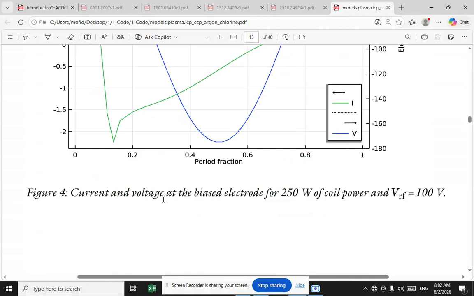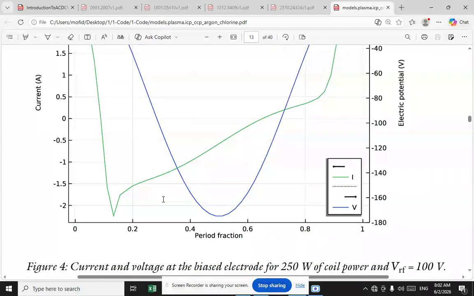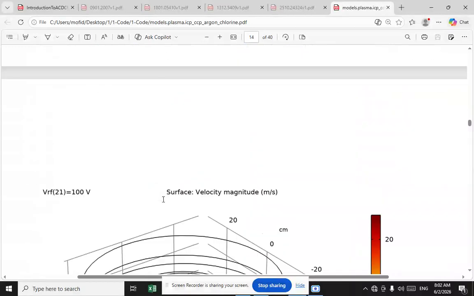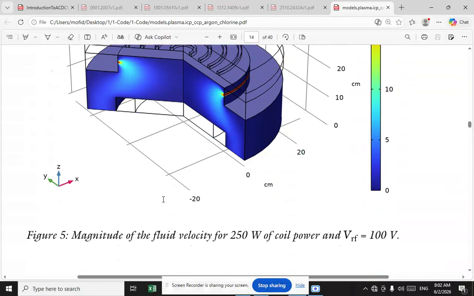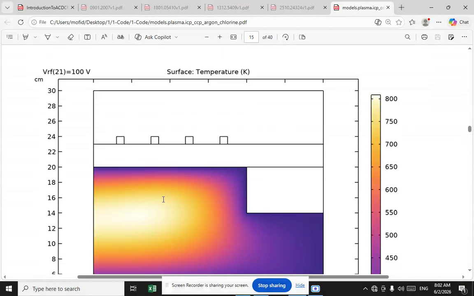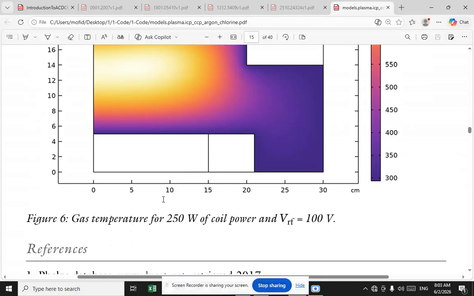Figure 4 illustrates current and voltage at the bias electrode for 250 watt of coil power, and voltage for radio frequency is 100 volt. Another is surface velocity magnitude in meter per second. Figure 5 shows magnitude of the fluid velocity for 250 watts of coil power, and voltage radio frequency is equal to 100 volt. And another, figure 6, illustrates gas temperature for 250 watt of coil power, and voltage radio frequency is equal to 100 volt.